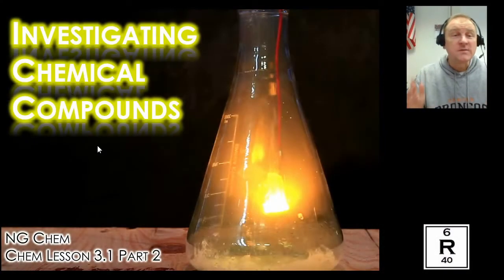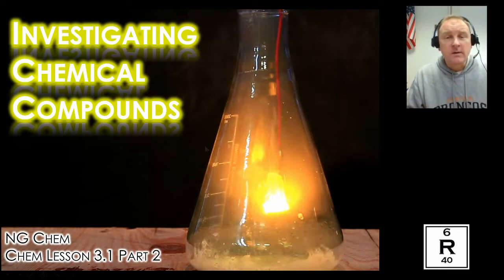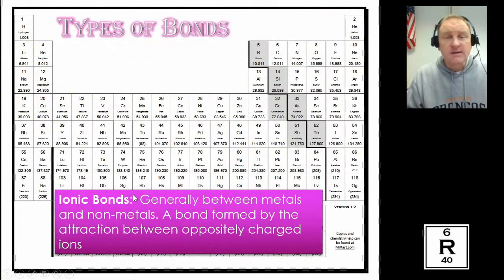All right, welcome to Investigating Chemical Compounds Part 2. In Part 1, we talked about some different types of bonds. We talked about ionic bonds, which are generally between metals and nonmetals, and it's a bond formed by the attraction between oppositely charged ions. With the stair-step line here, the metals are on the left side of it and the nonmetals are on the right side. An example of an ionic bond could be sodium bonding with chlorine, a metal and a nonmetal.